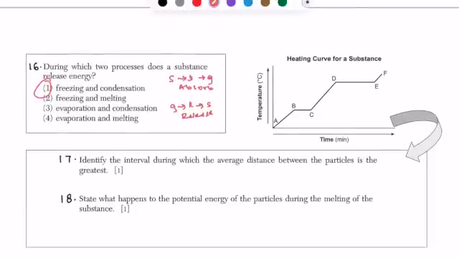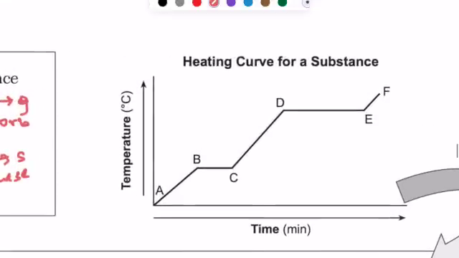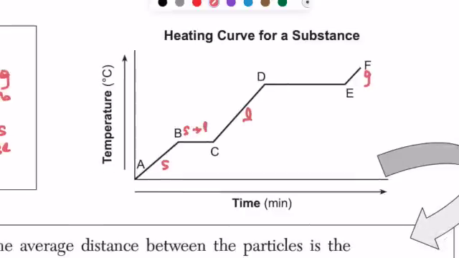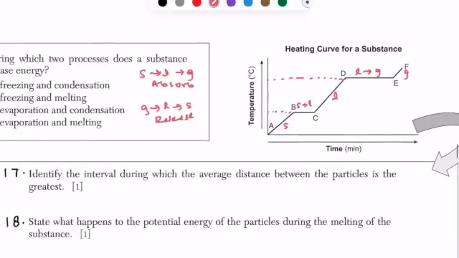For the next two questions, we are given a heating curve. Just a very quick reminder, heating curve means we are adding heat over time. So in this case, we are starting with a solid, and then we go to a liquid phase and then to the gas phase. The straight lines represent the phase change. And then remember, the temperature associated with the phase change will be your melting and boiling point. So identify the interval during which the average distance between the particles is the greatest. So that will be your gas phase. So the interval is EF.